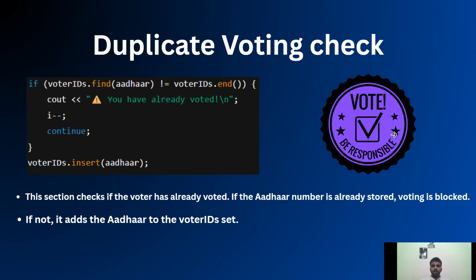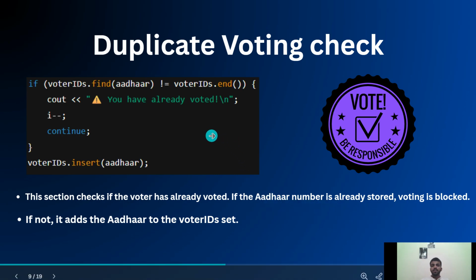Now let's move to the next slide. Duplicate voting check. This is the part that prevents duplicate voting. This section checks if the voter has already voted. If the Aadhaar number is already stored, voting is blocked.